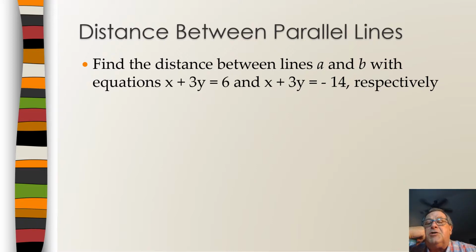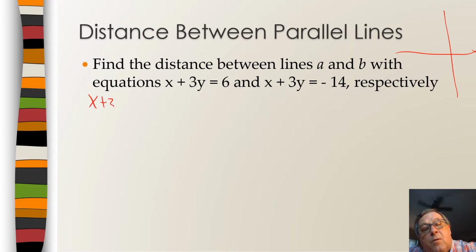We got to find the distance between lines A and B with the equations x plus 3y equals 6 and x plus 3y equals -14. So that is the equations, let's say, for two lines here. And we'll fill something in there in a minute. I want to get these equations in slope-intercept form rather than in standard form like they are right now. And so let's do that.